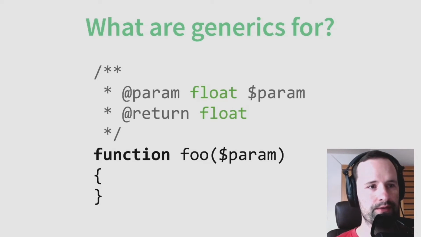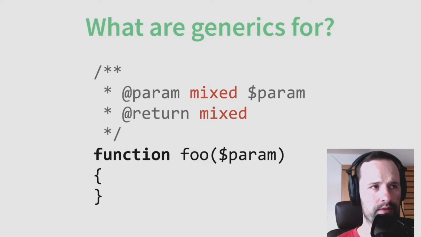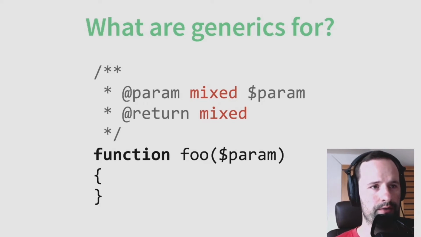Without generics, we have to use some wide type hint like mixed. But mixed isn't telling the whole story. It's telling us that we are returning just mixed. It will not tell us anything more specific, like an integer for an integer or string for a string. So that's where generics are becoming useful.